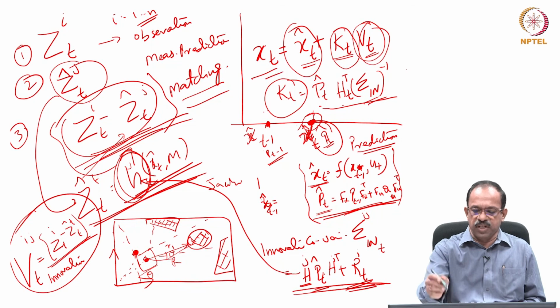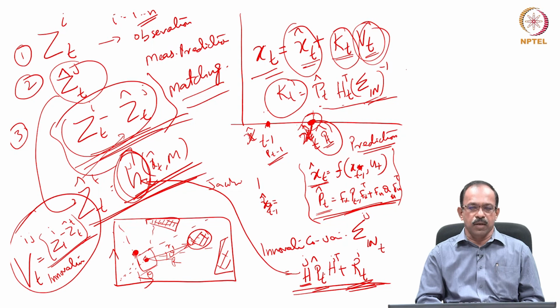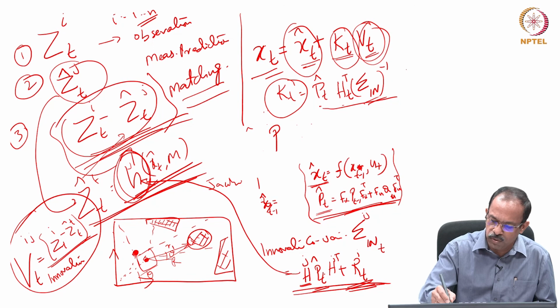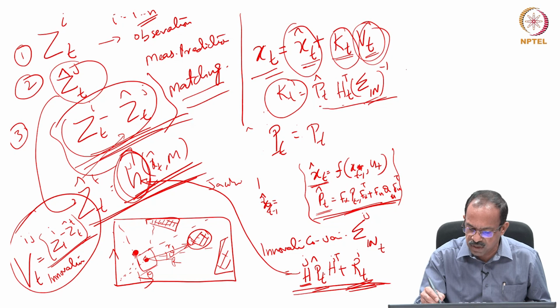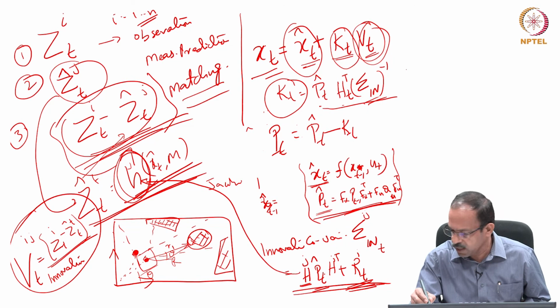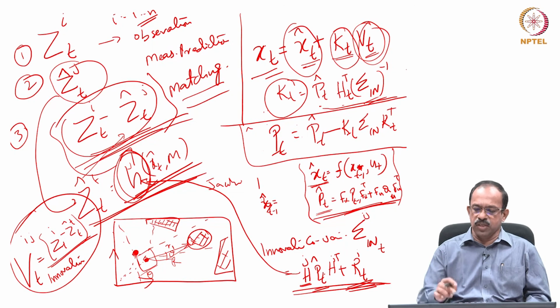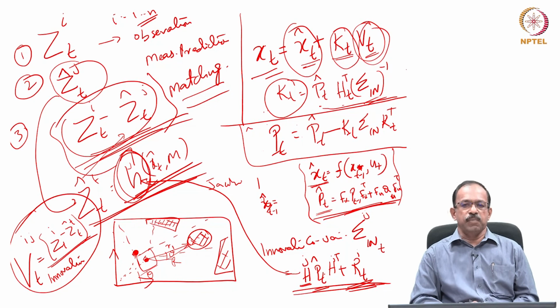Once you have this, you will be able to get the new position estimate xt. Similarly, once you have this position, you can get the new covariance also. The new covariance pt can be written as pt hat, the previous covariance, minus kt sigma in kt transpose. So this would be the new covariance. You have the new position estimate and its covariance using the Kalman gain. That is the basic principle of Kalman filter based localization of mobile robots.